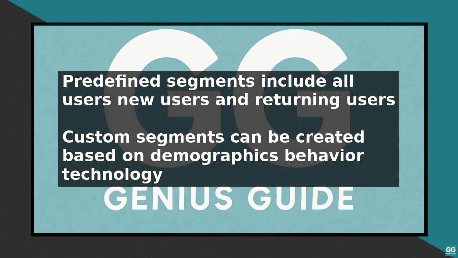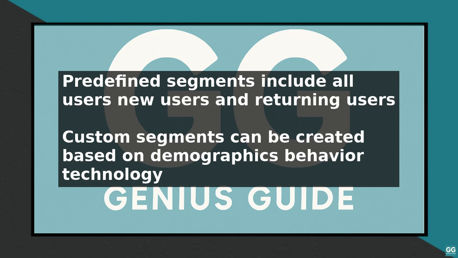Creating a custom segment is a straightforward process. You can access the Segment Builder tool in the admin section of your Google Analytics account. Here, you can define your segment criteria using a variety of dimensions and metrics, such as age, location, device type, or landing page.